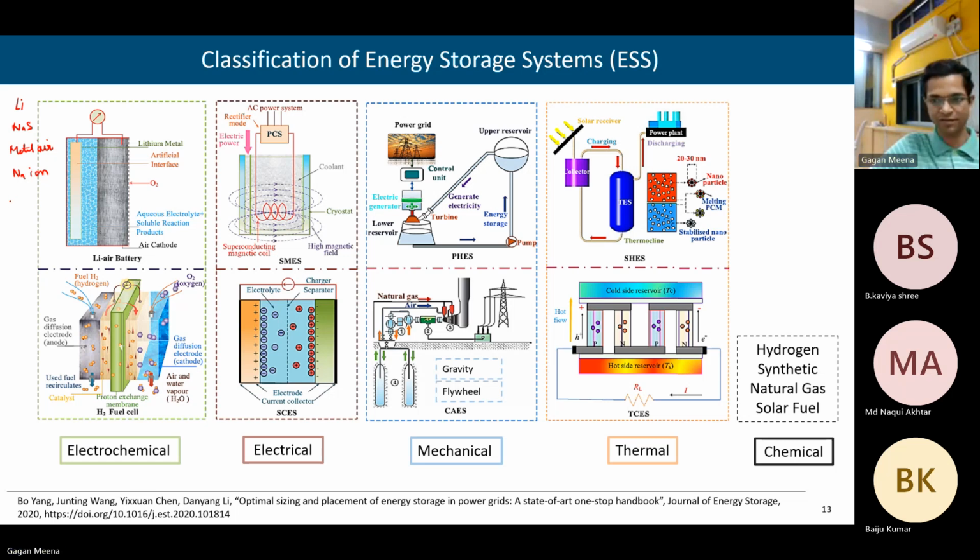And then there are redox flow batteries also. Redox flow vanadium, so VRFB, the vanadium redox flow battery, is an example of the redox flow batteries. These are all part of electrochemical energy storage. In electrical, we have two. One is superconducting magnetic energy storage, and one is supercapacitor based.